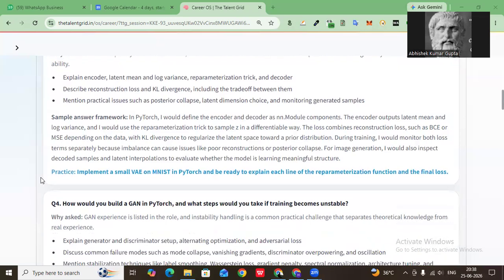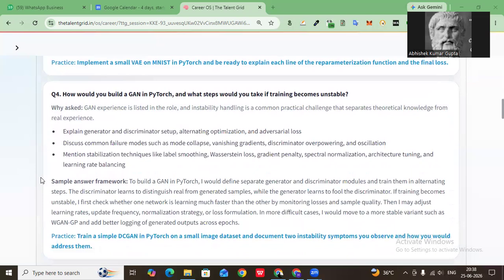So have a quick understanding about these. Now, let's get to the next question. So the next one is how would you build a GAN in PyTorch and what steps would you take if training becomes unstable?